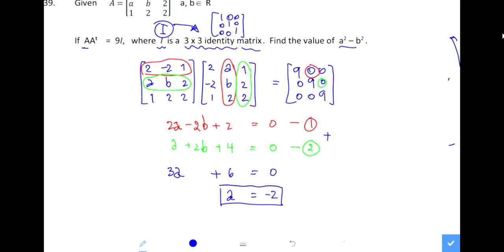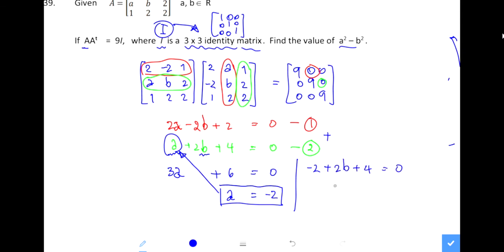Okay, this a is easy to get. I already get an a. I'm sorry, I don't want to get an a. So I have to put an a back there to get a b out. So let's substitute it back into the green color. So I'm gonna have a equals negative 2, and then plus 2 times b plus 4, and that's equal to 0.